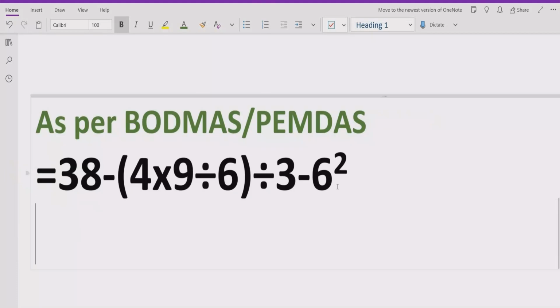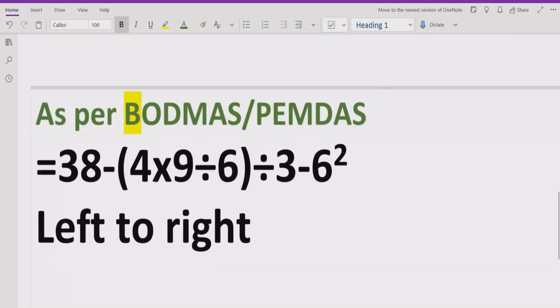Now move forward to solve the given expression. According to the BODMAS and PEMDAS rule, first of all we have to solve the bracket. So first we have to solve this bracket. Inside the bracket we have two operations, multiplication and division. So we have to solve the first operation. Let's see which operation we have to solve. We have to go left to right in this expression and find out which is coming first. First, we have this multiplication.